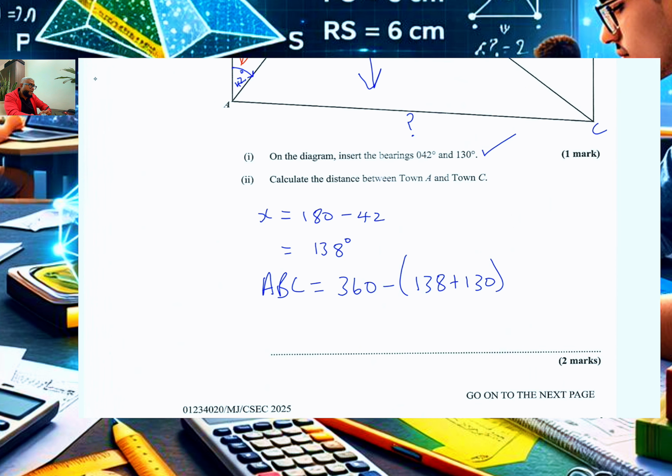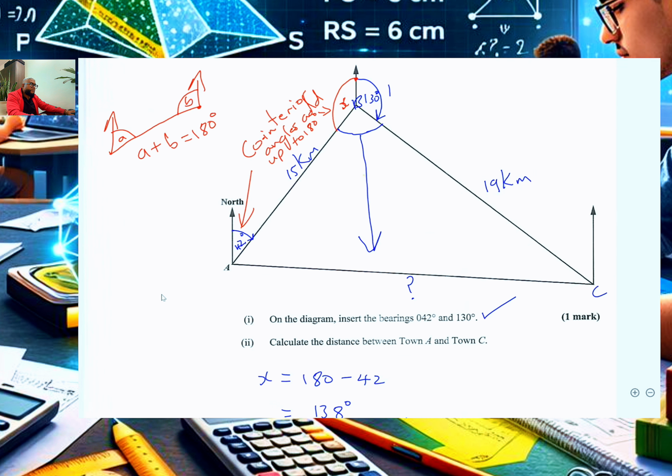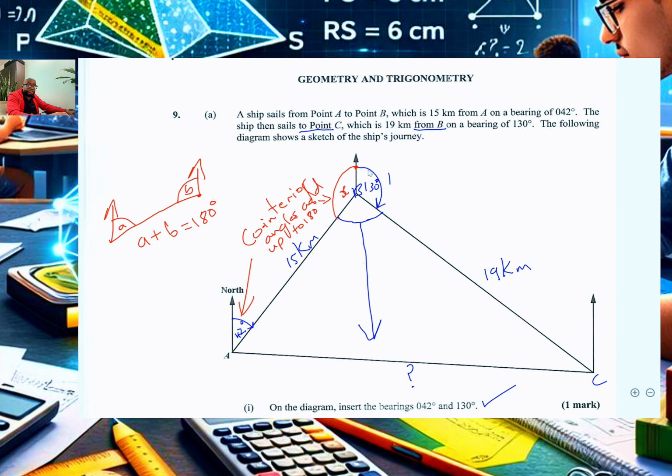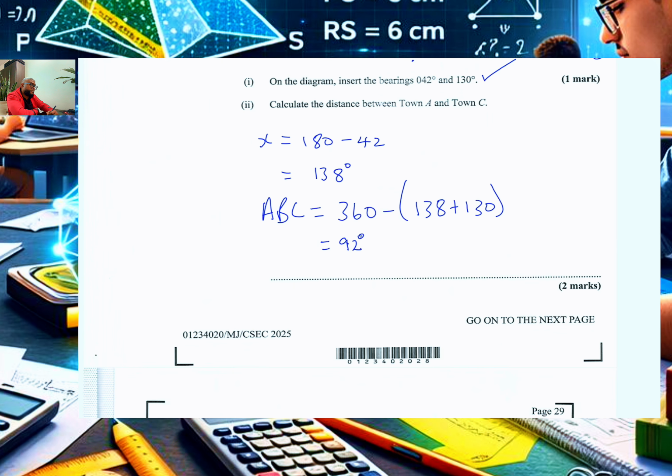Let me give you all a visual there. A complete revolution around any point will be 360 degrees. So 138 plus 130 plus the unknown angle will all add up to 360. If you want to find this angle, you simply add these two and subtract from 360, and you'll get the unknown angle. Now we could find the distance between A and C.